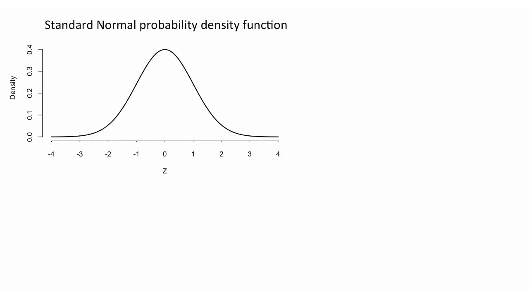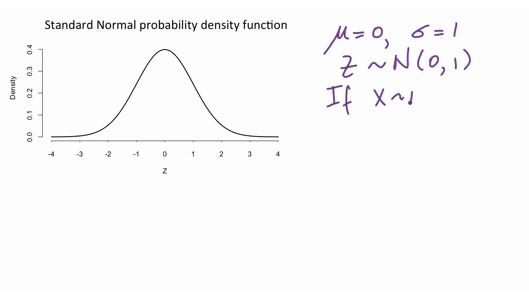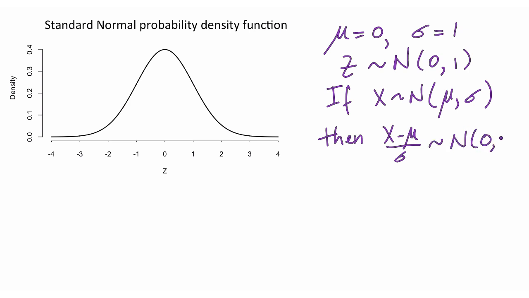The standard normal distribution has a mean of 0 and a standard deviation of 1. It is usual practice to use the variable name z for a random variable that has a standard normal distribution. Any other normal random variable can be transformed to a standard normal random variable by subtracting its mean and dividing the result by its standard deviation. So if x has a distribution normal mu sigma, then if we take x, subtract mu, and divide the result by sigma, the resulting random variable has a normal distribution with mean 0 and standard deviation 1, in other words, the standard normal distribution.